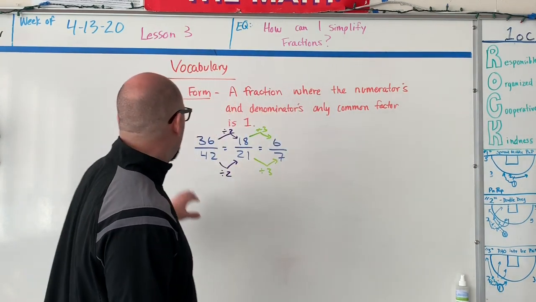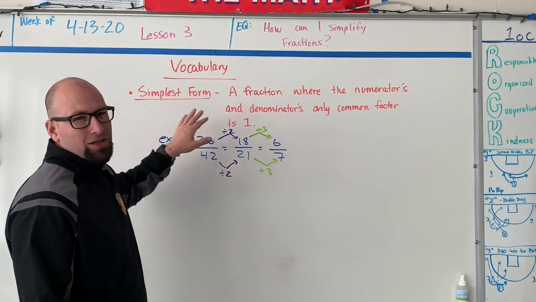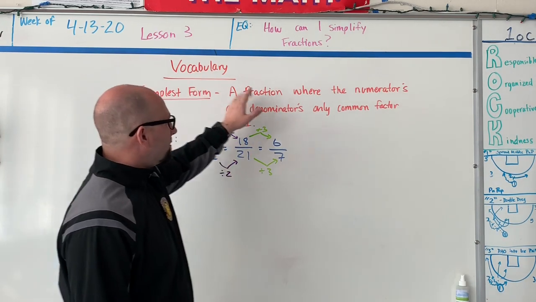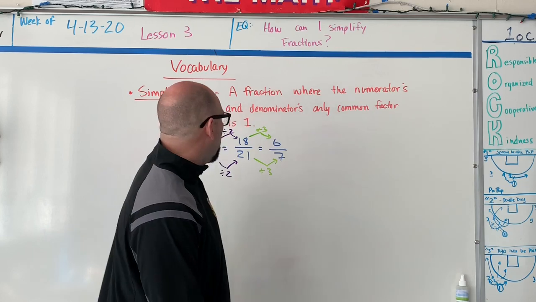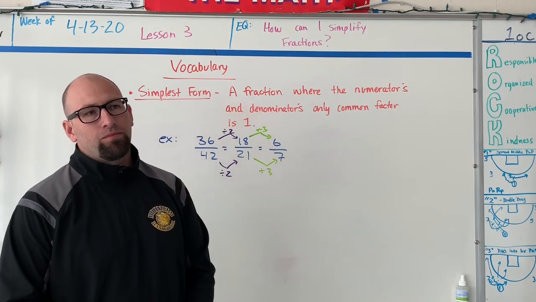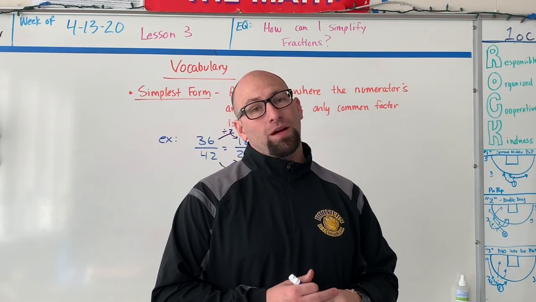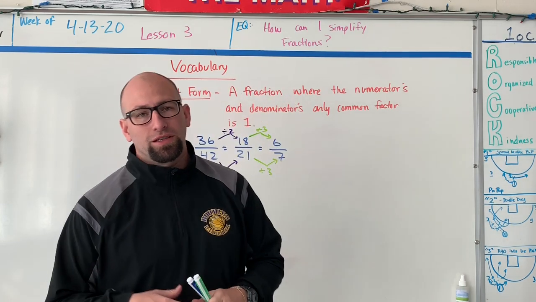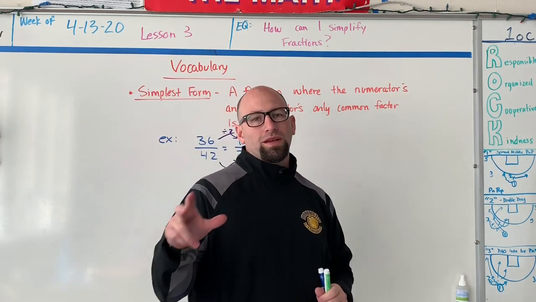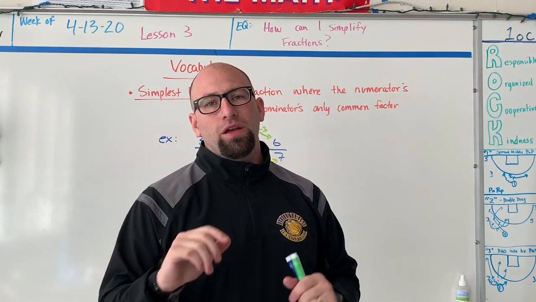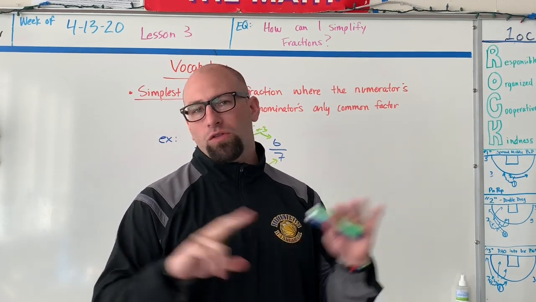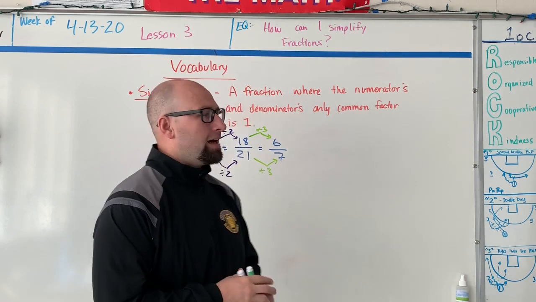So here we go. Simplest form of a fraction, so we're trying to simplify fractions, is a fraction where the numerator and denominator's only common factor is 1. So that means that we did greatest common factor 2 lessons ago, and basically when we boil down these numbers, the numerator and the denominator, the only common factor they'll have is 1. So we'll get to that.